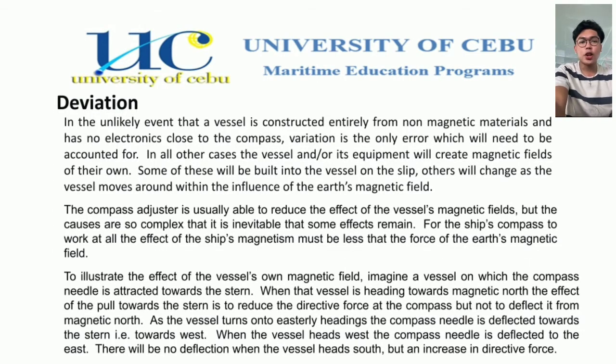Next is the deviation. In the unlikely event that a vessel is constructed entirely from non-magnetic materials and has no electronics, clothes, or equipment near the compass, variation is the only error which will need to be accounted for. In all other cases, the vessel or its equipment will create magnetic fields of their own. Some of these will be built into the vessel.